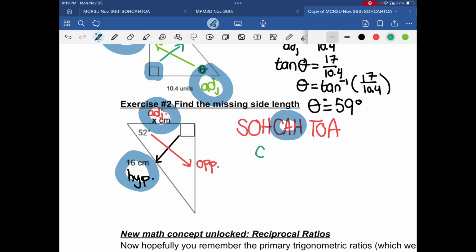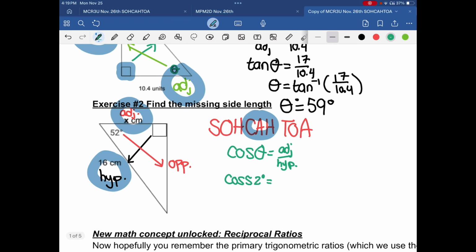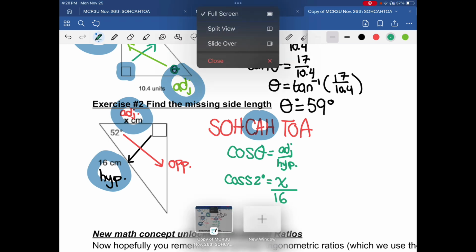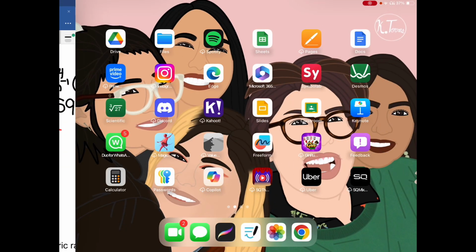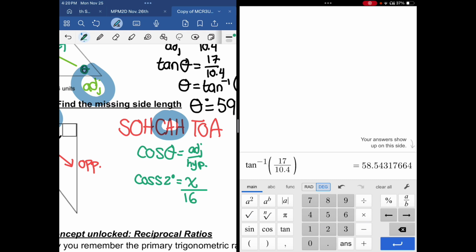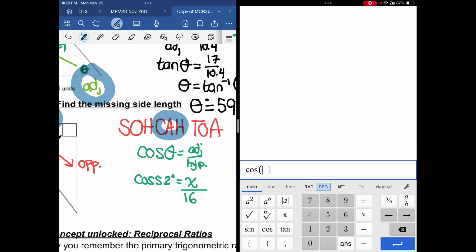Not cosine law, cos. Cos theta equals adjacent over hypotenuse. Let me plug in what I know. I know cos 52 degrees equals, my adjacent we're denoting as x, over my hypotenuse, we're denoting as 16 centimeters, but I'll write 16. Then let's take up my calculator and let's see what we get. So cos 52 degrees.